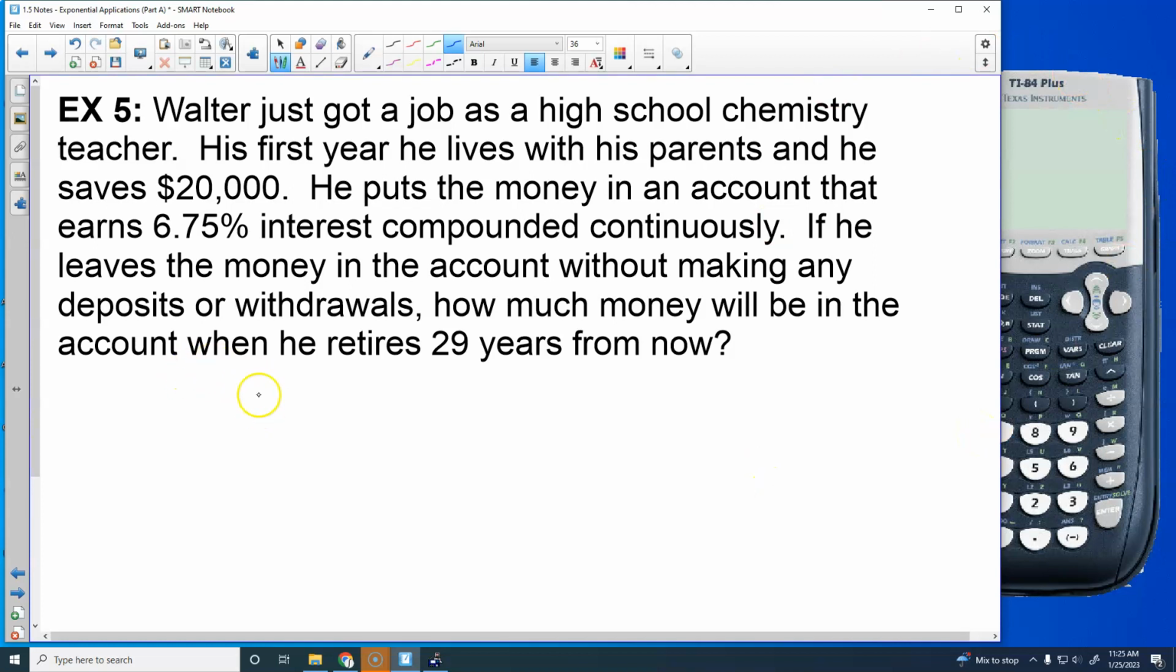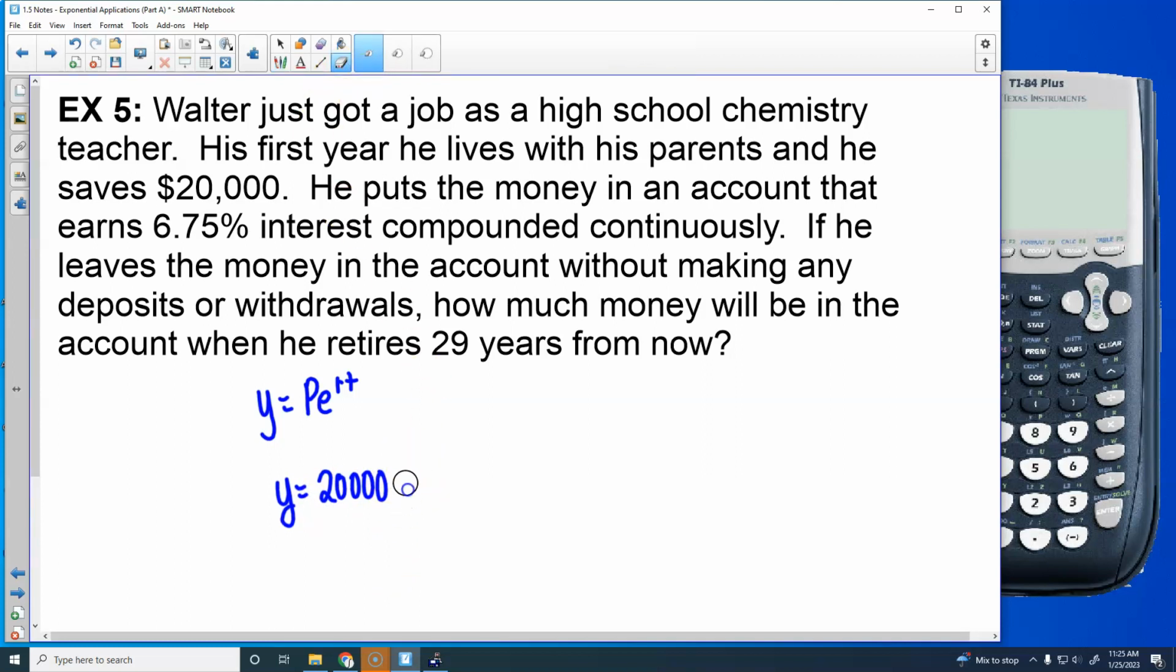If we're going to use the formula for this, y equals P e to the rt, the principal here is 20,000. So, 20,000 e to the r, which is going to be 0.0675, times our time, which is going to be 29.